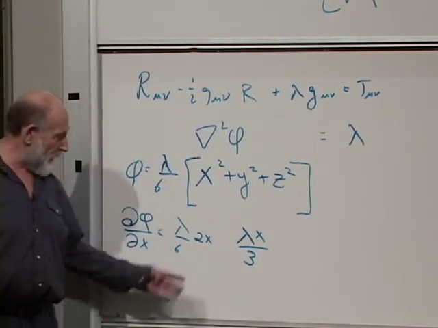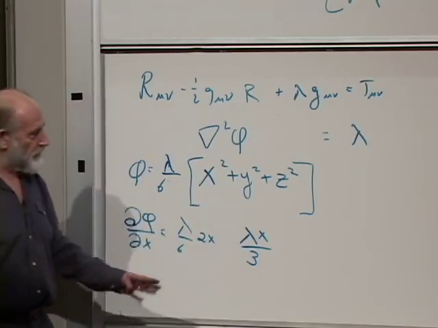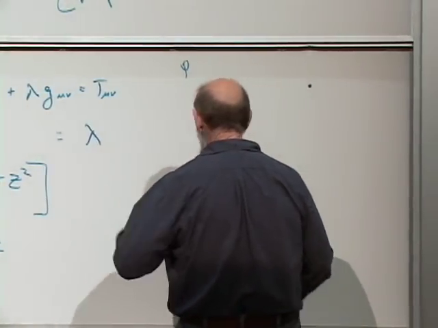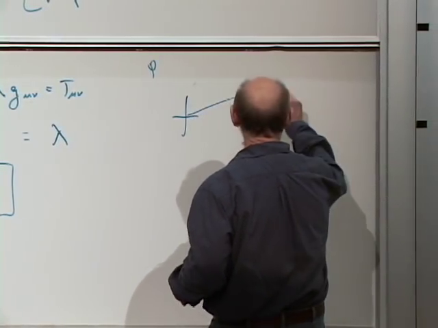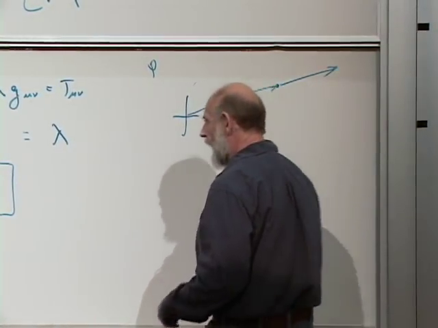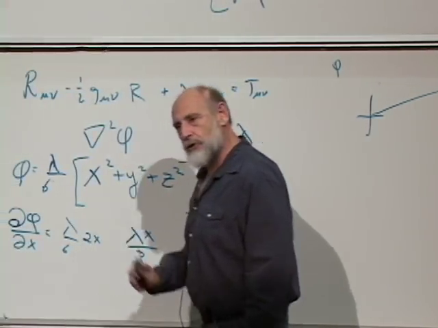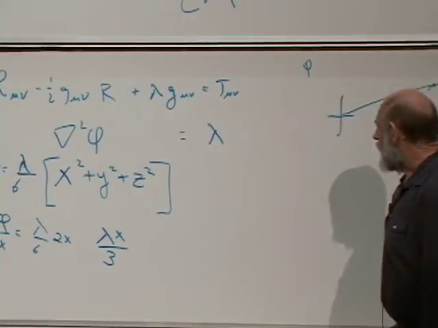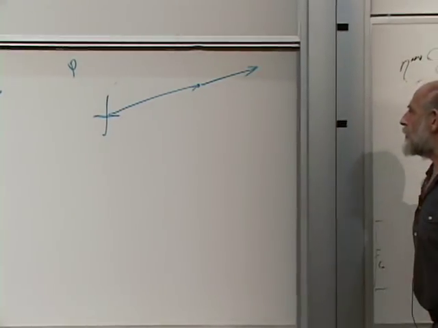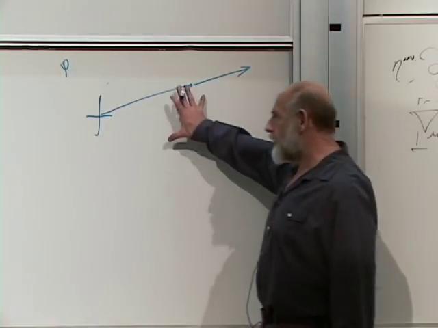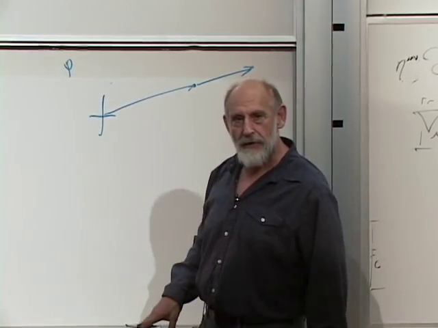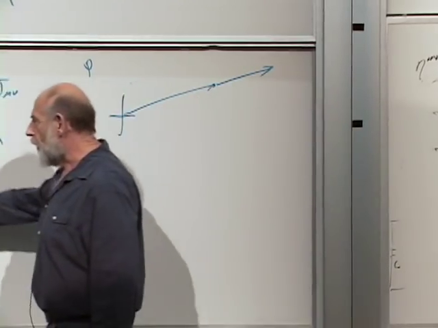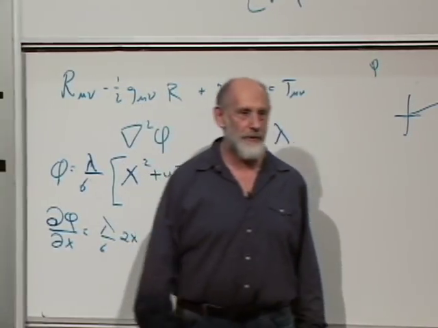What does that say? That says that the x component of force is proportional to x. Pushing away, well, depending on the sign of lambda, and had I kept my sign straight, we would have gotten it right. It's telling me that there's a component of force along the radial direction. The x component of force is proportional to x. The y component of force is proportional to y. And so it corresponds to everything in the universe being pushed away from the center by a force proportional to the distance and also proportional to the cosmological constant.